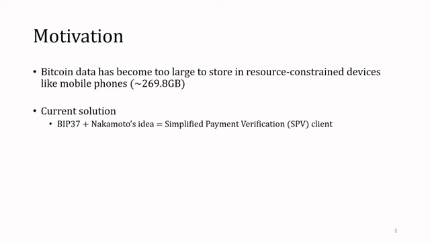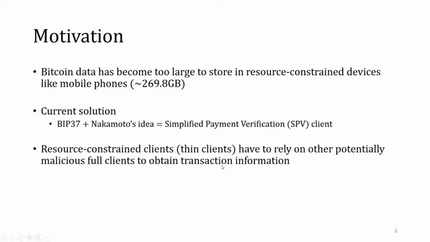The design of this solution relies on Nakamoto's idea in his white paper, and it was later standardized in Bitcoin Improvement Proposal 37. So in this setting, the thin client, or the resource-constrained client, has to rely on another full client for fetching transaction information and transaction data.